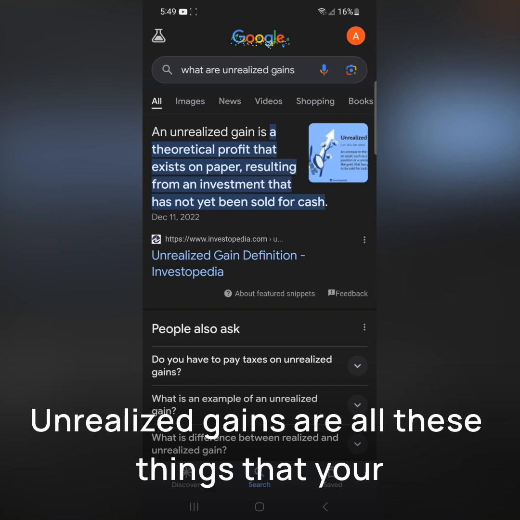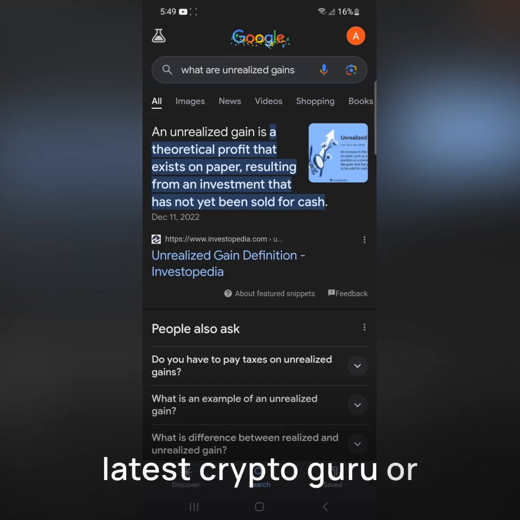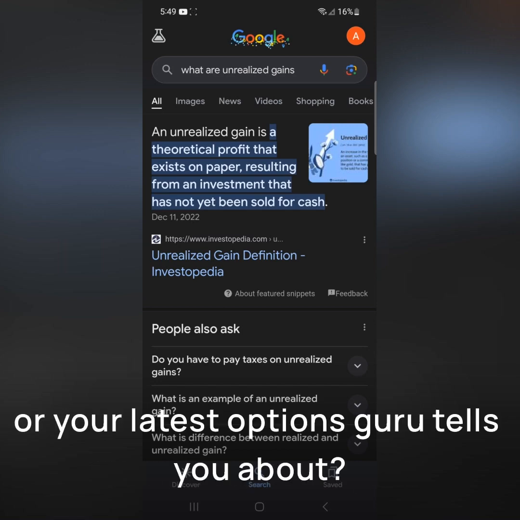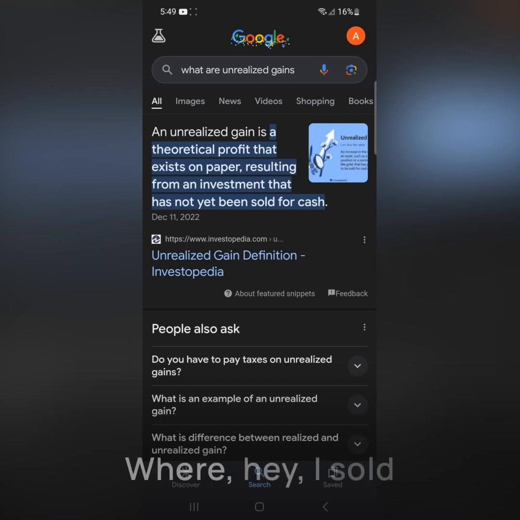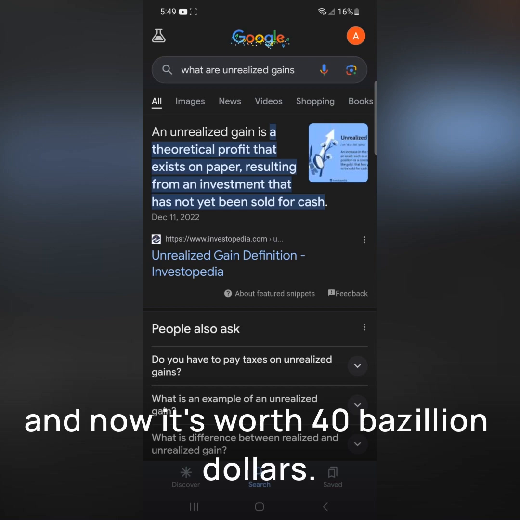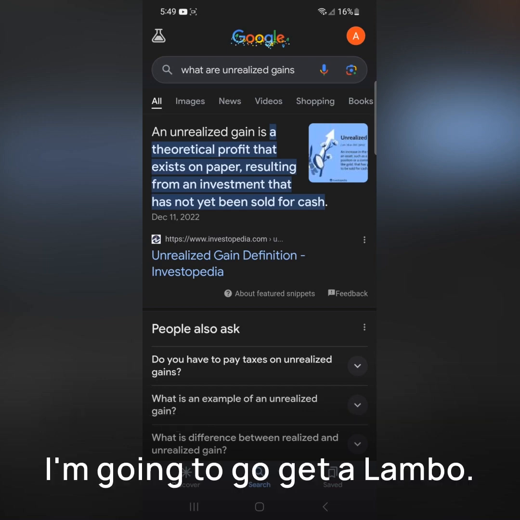Unrealized gains are all these things that your latest crypto guru or your latest forex guru or your latest options guru tells you about, where, hey, I sold such and such for $1 bazillion and I bought it for 17/1000th of a cent. And now it's worth $40 bazillion. I'm going to go get a Lambo.